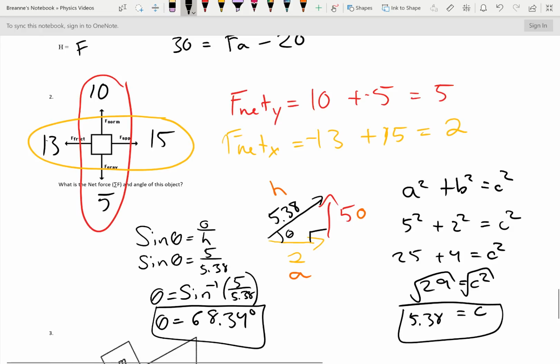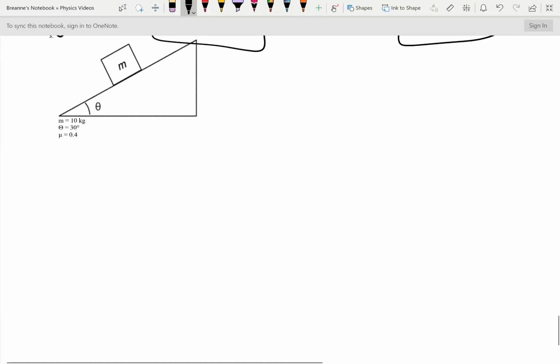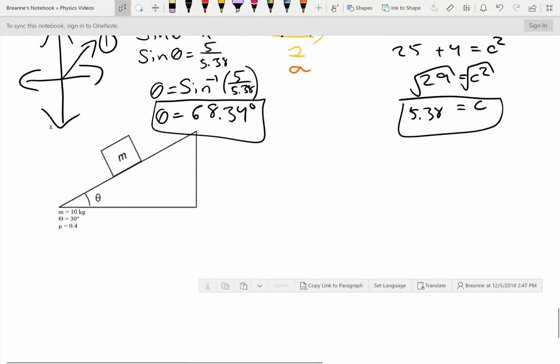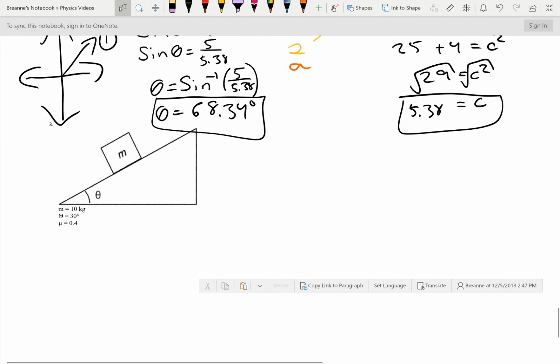So there's your magnitude. That's your net force or resultant force. There's your direction. If we're looking at quadrants, we're going to be in quadrant 1. So there we go. So last question. Last but definitely not least. We're going to go back to our steps.